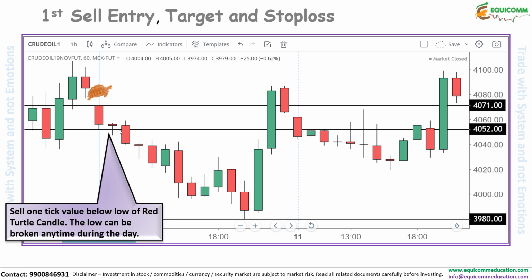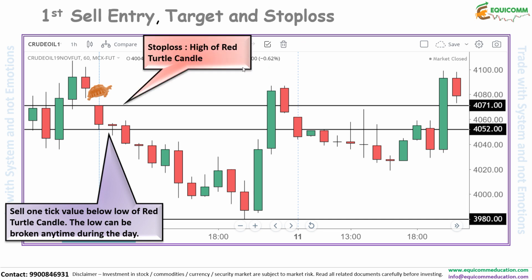Now when the low is broken, what would be my target and stop loss? Let's have a look into the target and stop loss. First we'll look into the stop loss. Once we get into the sell, our stop loss would be the high of the red turtle candle. Okay, the high of the red turtle candle, that would be the stop loss. There would be one more revised stop loss that I will explain in a subsequent slide. As of now, remember, once you have sold, your stop loss would be the high of your red turtle candle.